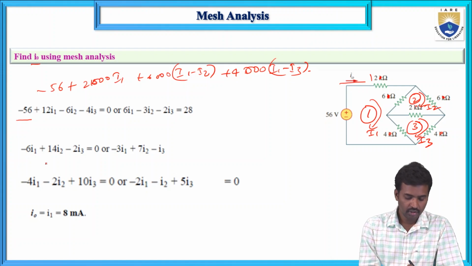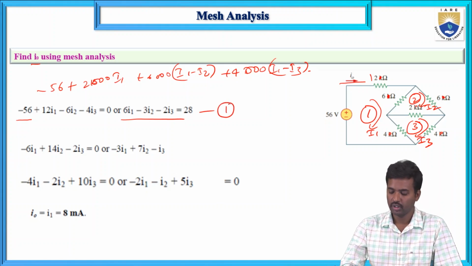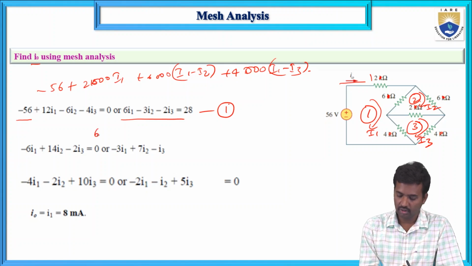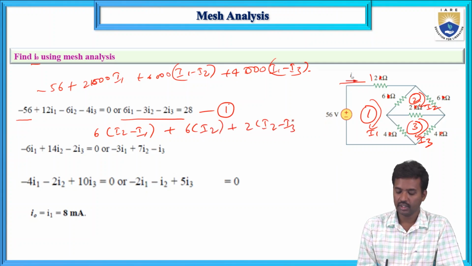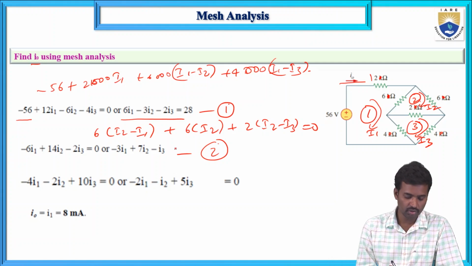And next, if you simplify this one, 6I1 minus 3I2 minus 3I3 equals 0. This is equation number 1. And next, in the second mesh: minus 6 into (I2 minus I1) plus 6 into I2 plus 2 into (I2 minus I3) equals 0. This is equation number 2. If you simplify this one, minus 3I1 plus 7I2 minus 3I3 equals 0.